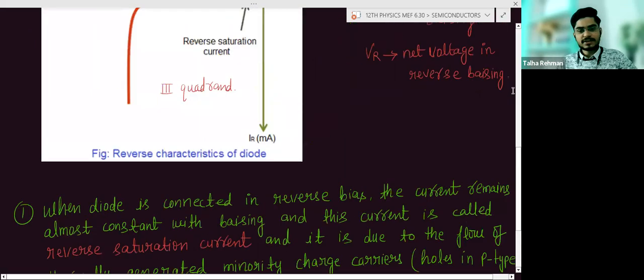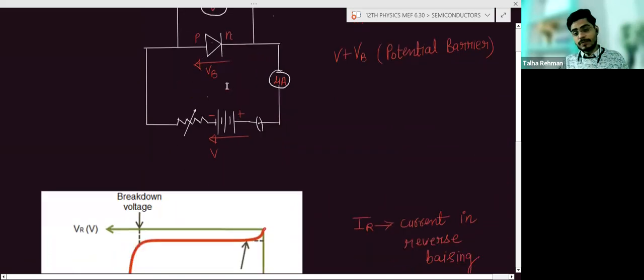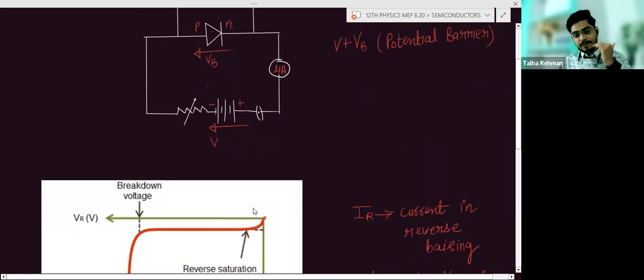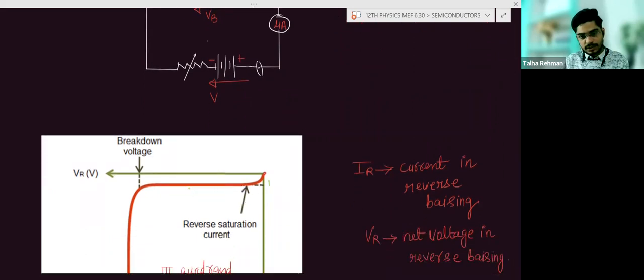So in reverse biasing, what will happen? Current is zero initially. We are assuming this diode as an ideal diode, so current is initially zero. But we are now applying the negative voltage. So negative voltage we are increasing. The current is constant. This constant current is known as the reverse saturation current, IS.